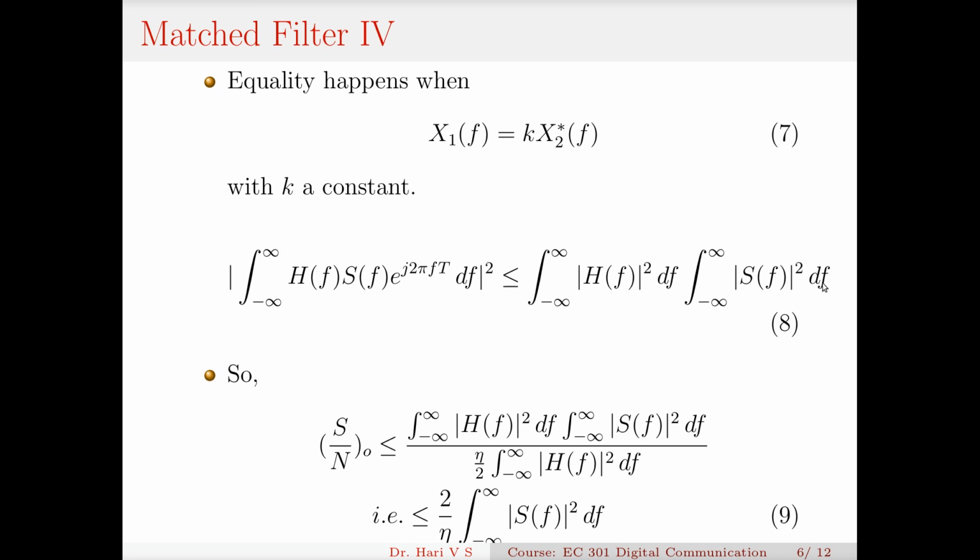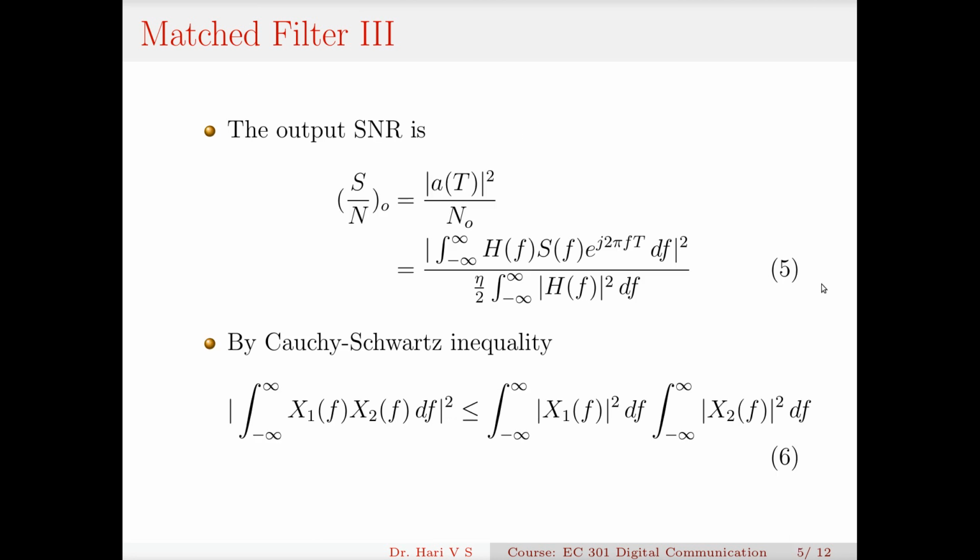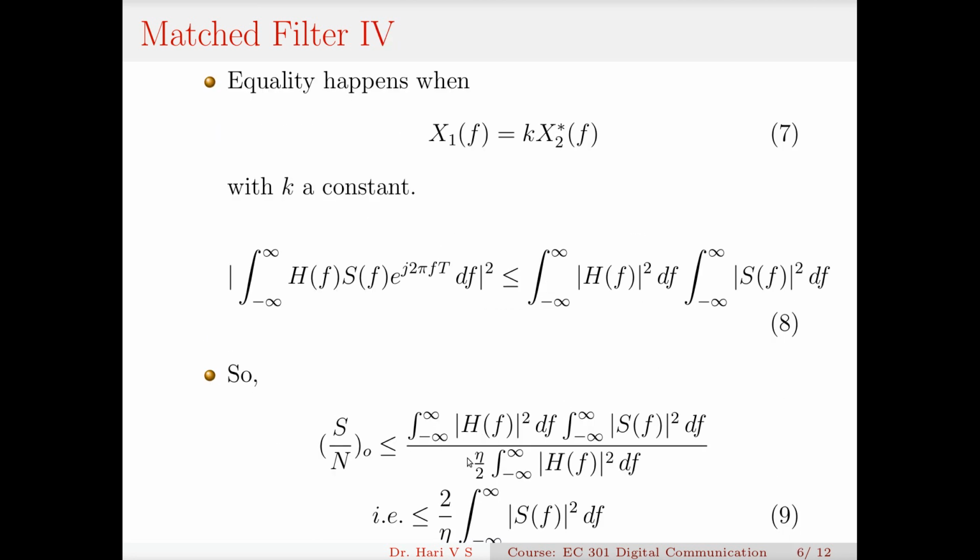If I use this in the previous equation, instead of that equality, I can write S/N less than or equal to this right part, that is ∫|H(f)|² df times ∫|S(f)|² df divided by η/2. This is my output noise power, η/2 times ∫|H(f)|² df. Now I can cancel one integral, the ∫|H(f)|² df, so that the S/N output is less than or equal to 2/η times ∫|S(f)|² df. So the maximum value of the output signal to noise ratio is nothing but 2/η times ∫|S(f)|² df from minus infinity to infinity.